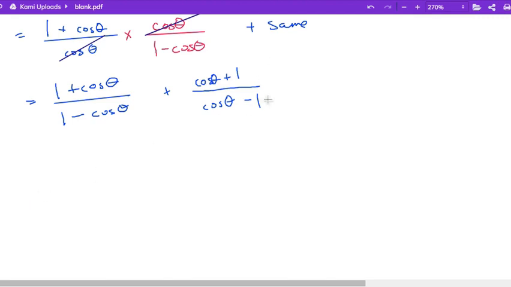Let's just do some work on the side. So this can also look like this: negative cos theta plus 1, which equals -1 times the quantity cos theta minus 1. Do you see what I did here? I factored out the -1.